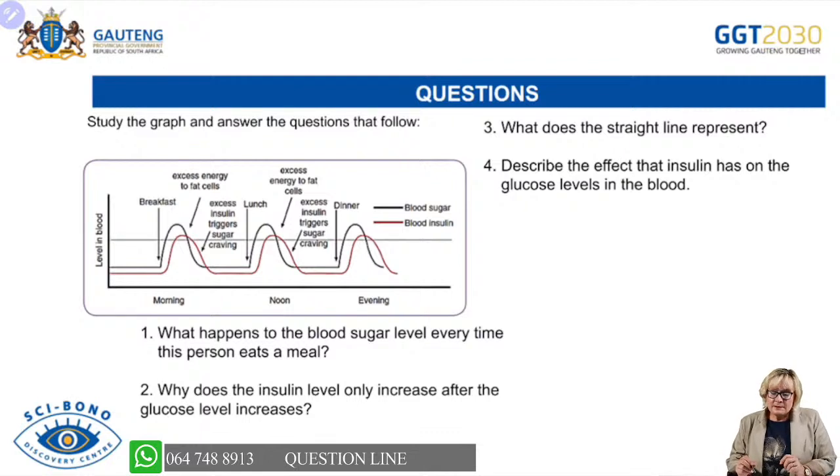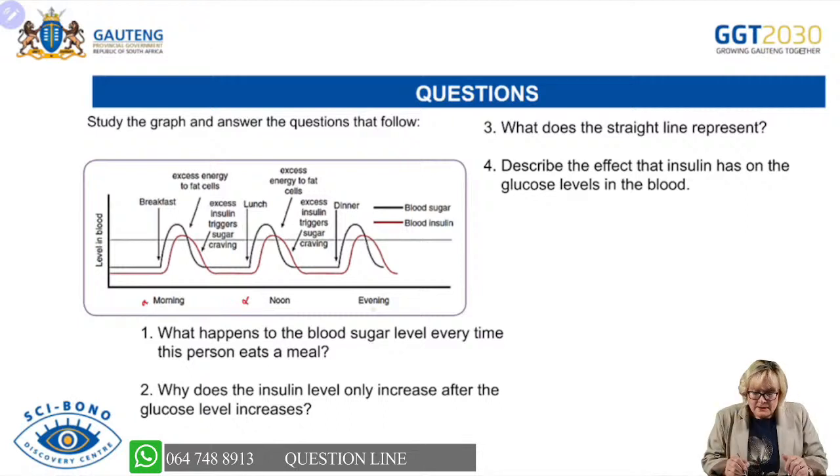Our next question, study the graph and answer the questions that follow. Now first study the graph and then we look at the questions. The graph, what do we have? We can see there in the morning this person has breakfast, and in noon there was lunch, and then in the evening there was also dinner. All right. And can you see there are two lines again? The blood sugar is the black line and the blood insulin is the brown line.